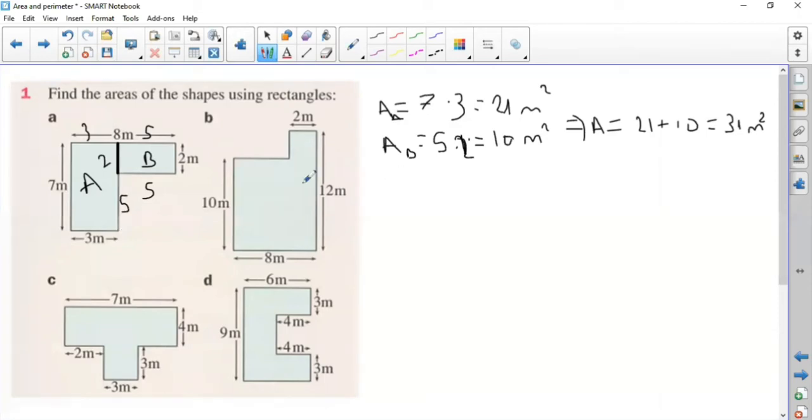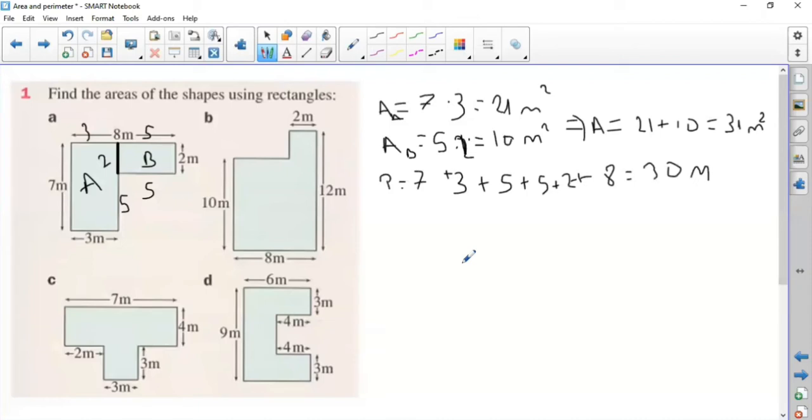So the perimeter will be the sum of all lengths. So 7 plus 3 plus 5 plus 5 plus 2 plus 8, which is 30 meters. Okay, 30 meters.